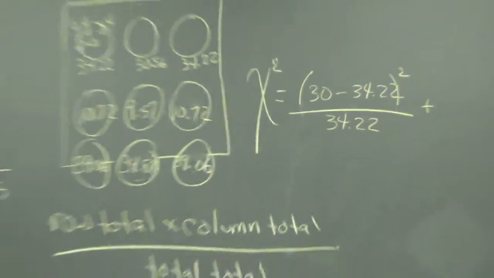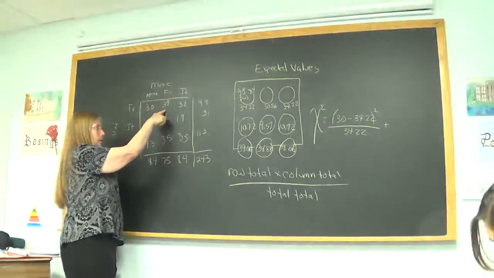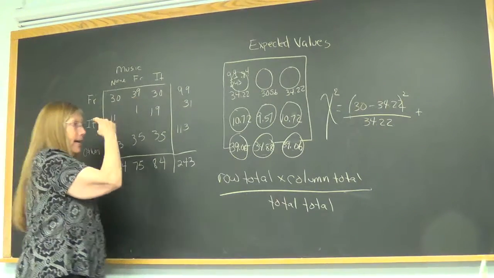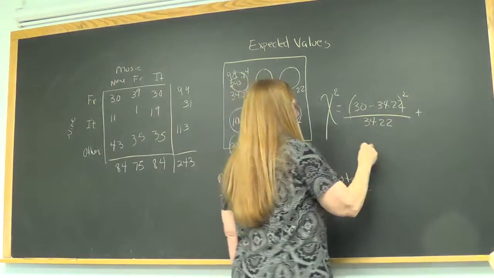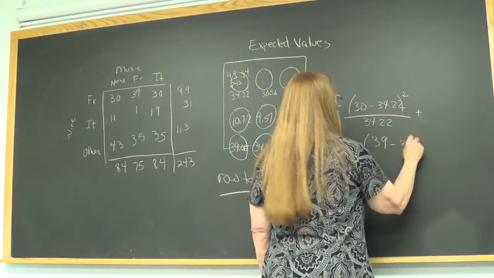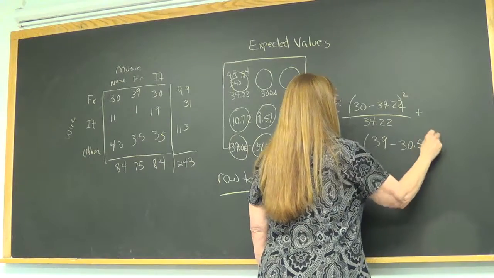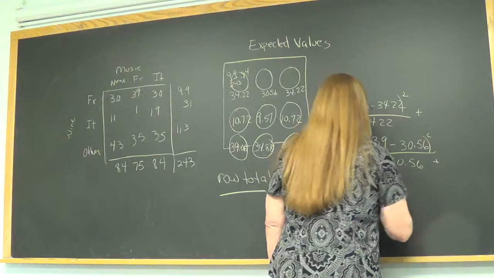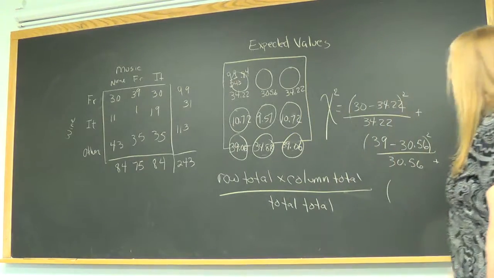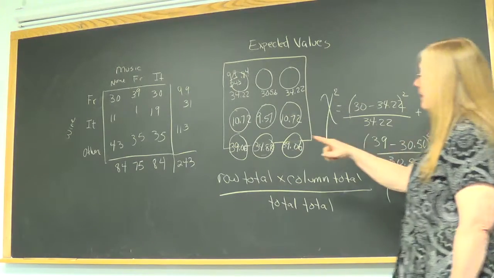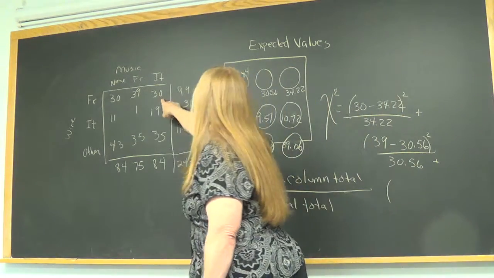So would you give me the next one? It doesn't matter what order you go in, I'm going to go across to this one. So Maggie, what would be the value for that next step? So it'd be 39 minus 30.56, squared over 30.56. All right. Kevin, can you give me the next one? The top right. I'm just doing the observed minus the expected thing.